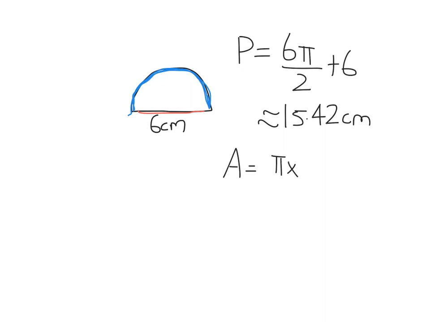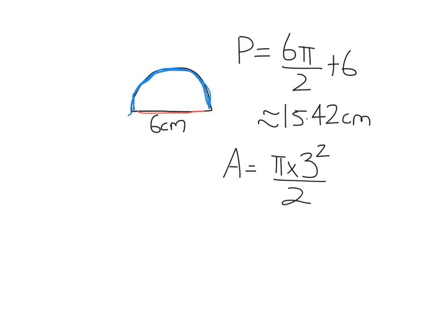Now, the radius is, again, half the diameter. So if the diameter is 6, the radius is 3. So the area of the full circle with diameter 6 would be pi times 3 squared. But this is only half a circle. Once again, I need to divide by 2.